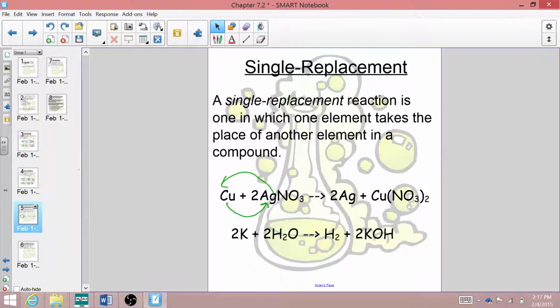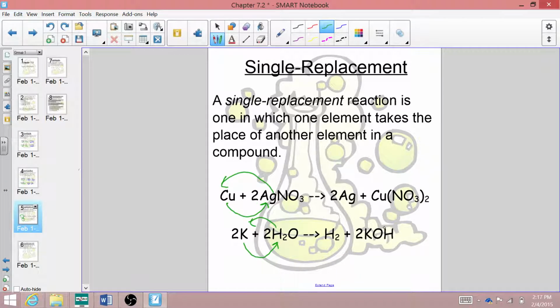Let's look at another example. Here we have potassium and water. Potassium is a metal. Hydrogen is not a metal, but it has one valence electron, which means it often forms a positive charge when it becomes an ion, so those are similar. So potassium is going to come in and replace hydrogen, kicking it out. So when we look at our products, we're left with KOH and H2. We've kicked the hydrogen out and the potassium took its place.